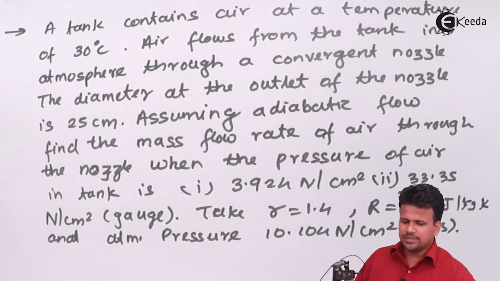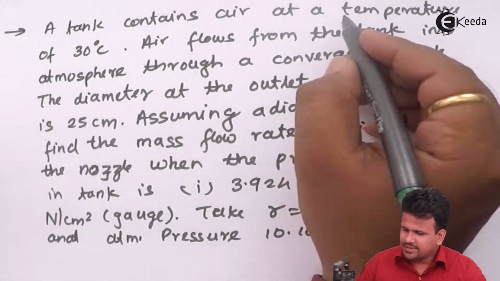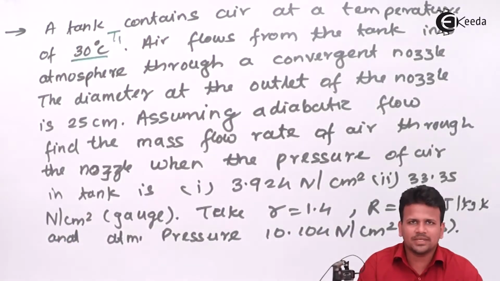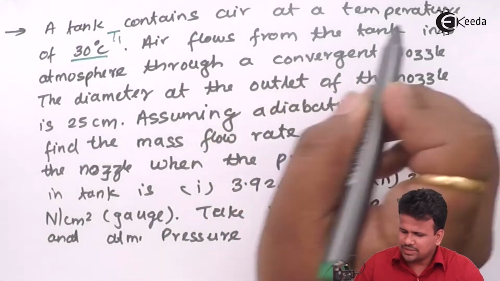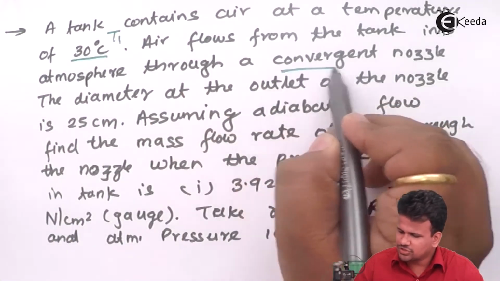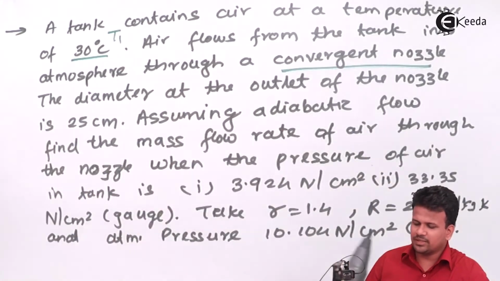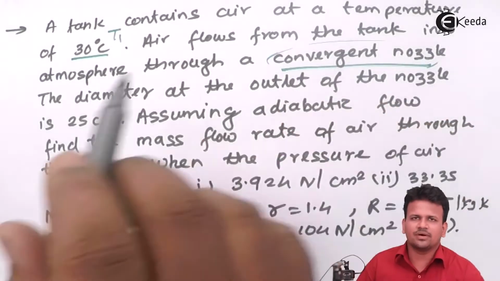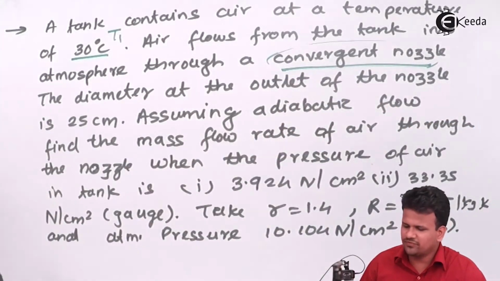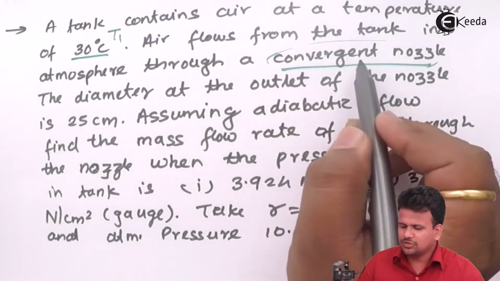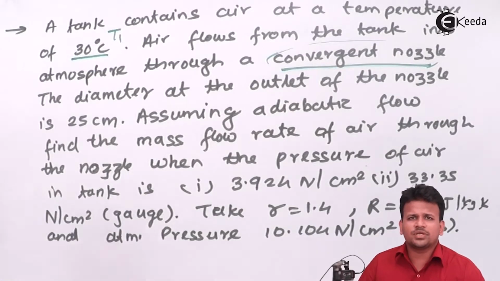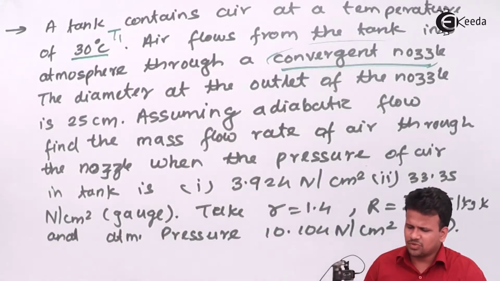So we have a problem which states that a tank contains air at a temperature of 30 degrees Celsius. So this means temperature T1 is given to us. The air flows from the tank into the atmosphere through a convergent nozzle. Now this will be a distinguishing feature from other problems of compressible fluid flow, that it is flowing through the nozzle. If it was flowing from a sonic flow to a supersonic flow, that would be related to normal shocks, and so on.